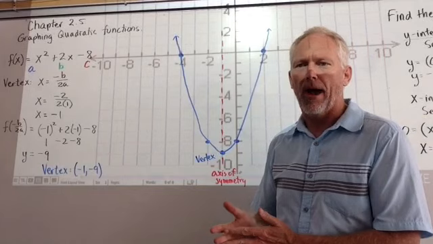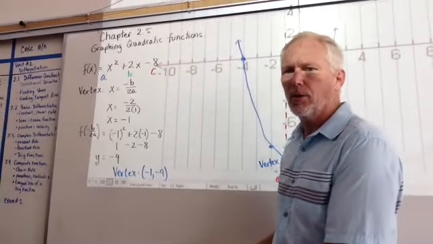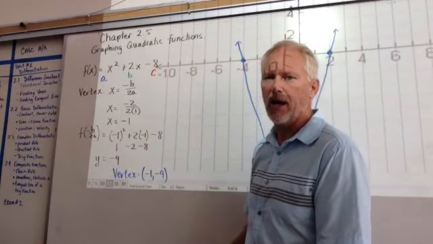So what we've done is we've graphed our basic function of y equals, or f of x equals, x squared plus 2x minus 8 in standard form.